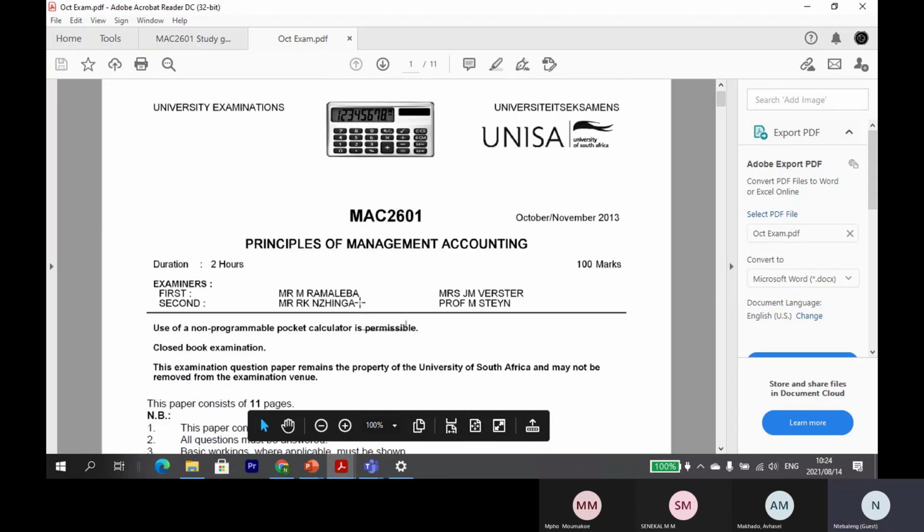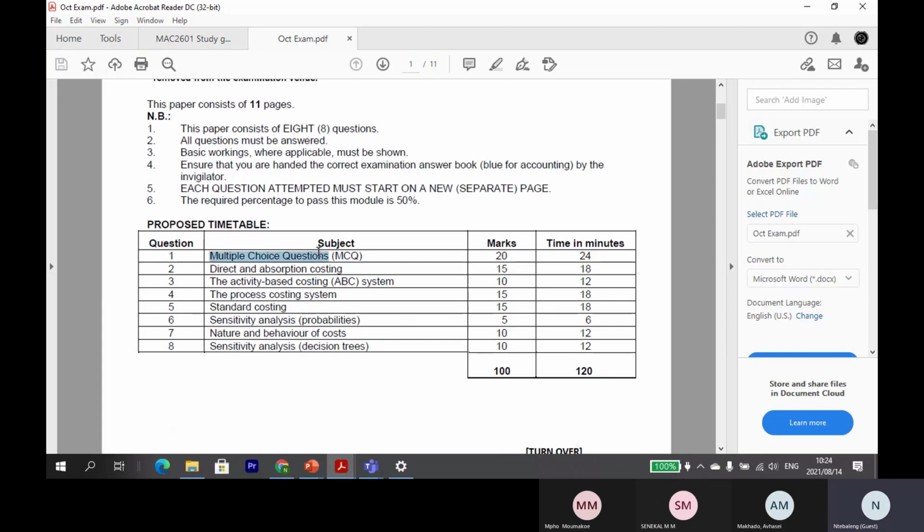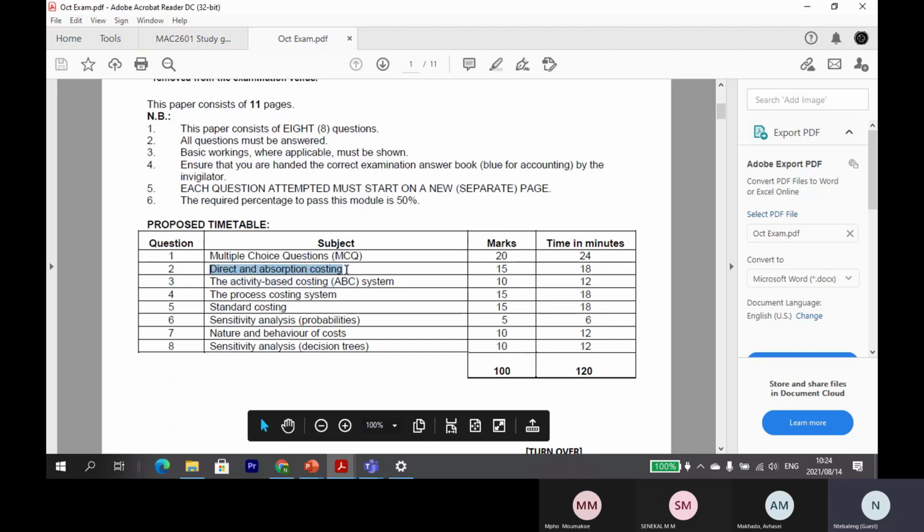So let's do this one. This was the October and November 2013 question. You see, the first part of an exam question, they have multiple choice, and then they give you the topics. The first topic that we're going to look at is direct and absorption costing. It's 15 marks, and they even tell you the time, which is lovely, because with honours, they don't give you time. You have to know how to calculate your time. And how you normally calculate your time, you say 15 minutes.